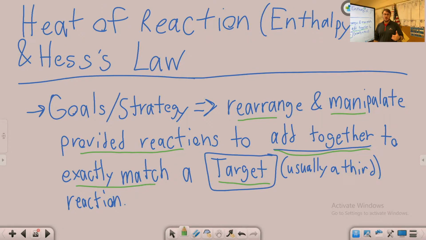So basically I'm going to refer to these as reaction 1, reaction 2. Those would be the given ones, and the target reaction. I'm going to refer to those as we go through here just to make sure we understand. We want to match the targeted reaction.